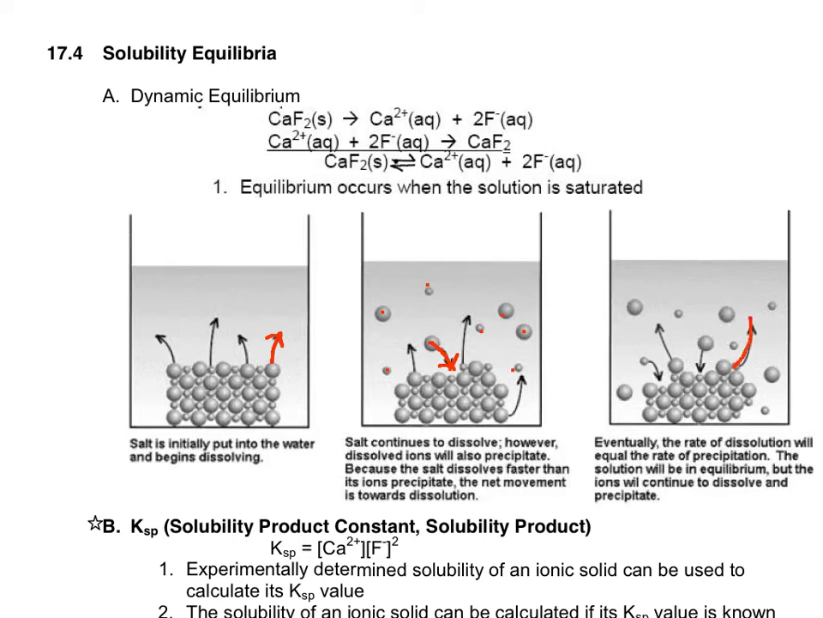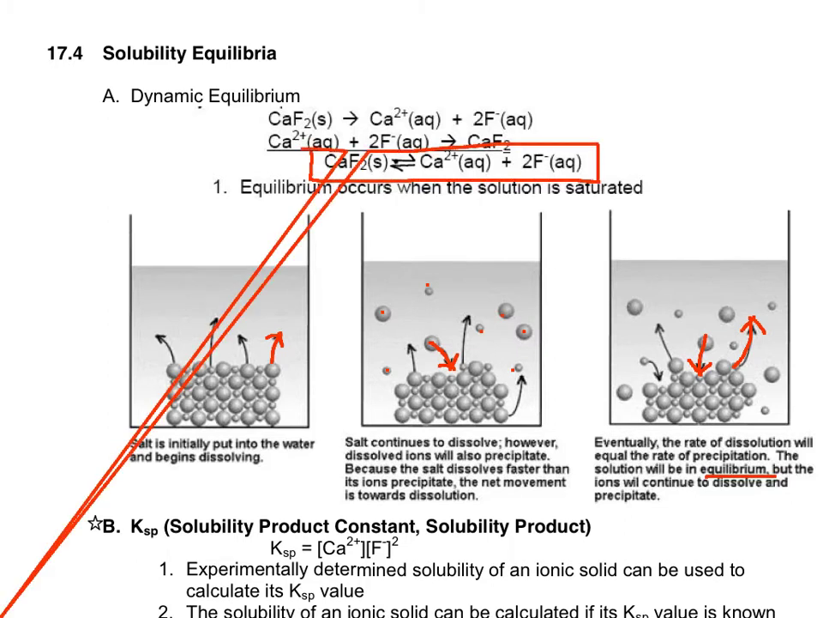At some point, the rate at which the solid turns into ions and the rate at which the ions precipitate back into the solid start to equal one another, and so we have equilibrium. And thus we have the formation of solubility equilibrium. Solubility equilibrium looks like this. You have the solid turning into ions, but you also have the ions turning into solid. Thus, the equilibrium.